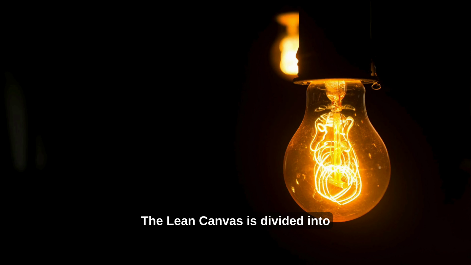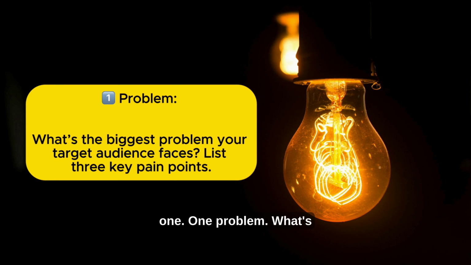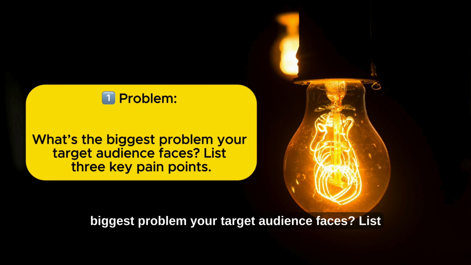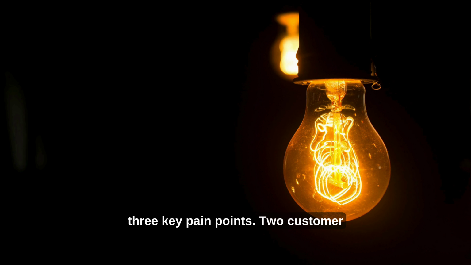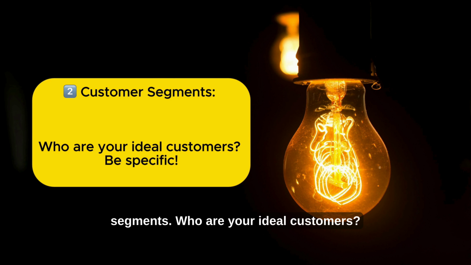The Lean Canvas is divided into 9 sections. Let's go through them one by one. 1. Problem. What's the biggest problem your target audience faces? List 3 key pain points. 2. Customer segments. Who are your ideal customers? Be specific.